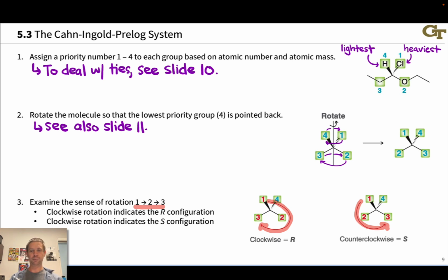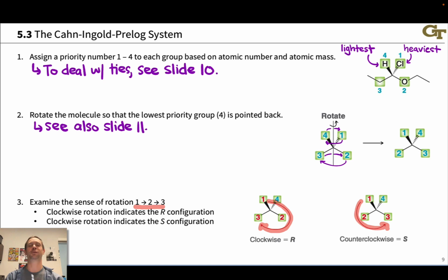Notice, though, that if we switch the positions of groups 2 and 3, that's the opposite configuration, and now the sense of rotation is counterclockwise, and that stereocenter gets the S label. So this is the RS convention, and again, the overall idea is we assign priority numbers, we remove the specific groups, just thinking about a general structure, and rotate it into a standard orientation with that priority 4 group in the back.